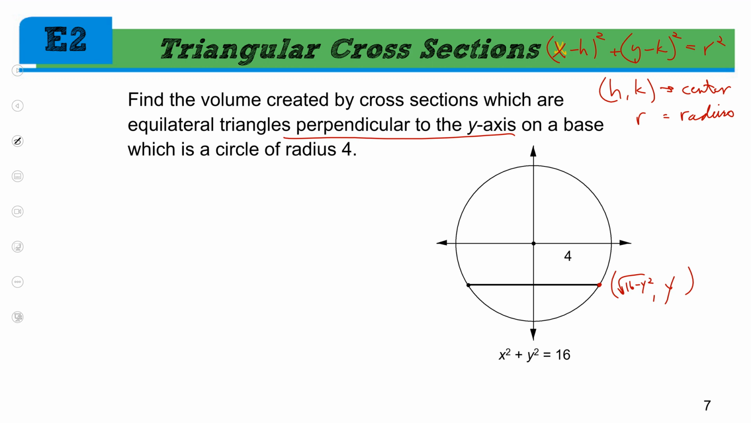Why? Because I solved for x: x squared plus y squared equals 16. Good. Now, you might be saying to yourself, shouldn't it be plus or minus? It doesn't matter. It's any point. I could make it negative, but to make my life easier, I'm going to make it positive. We're getting there. How long is that? Lovely. 2 times the square root of 16 minus y squared.